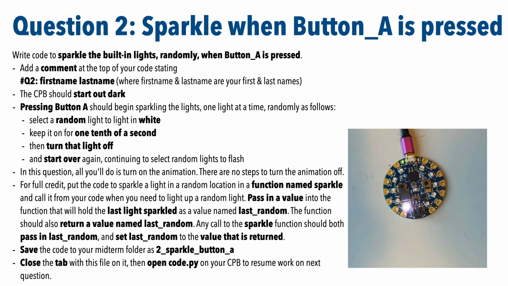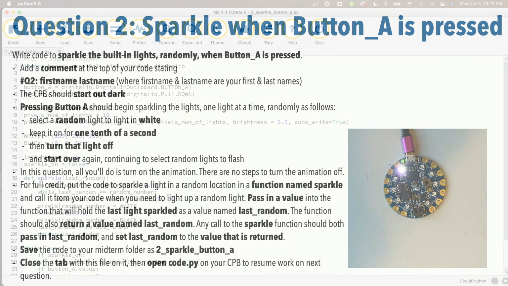We should also return a value and then assign that to last random, so we keep track of the last light that was sparkled, and when we're done, the code should execute like this. And the code runs continuously. This is just a short video clip.